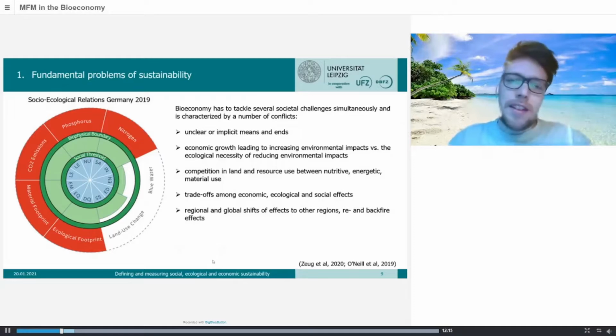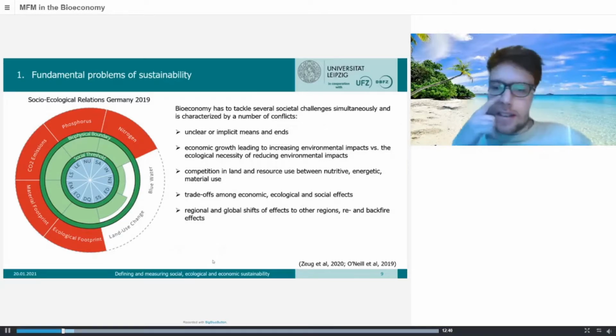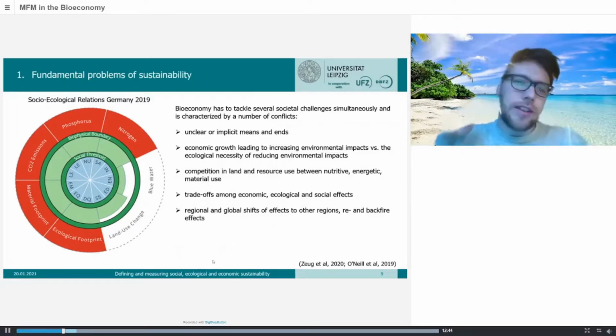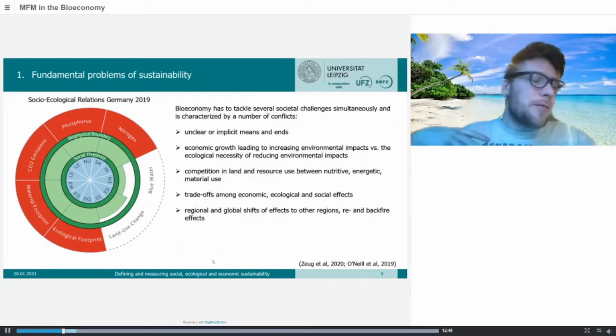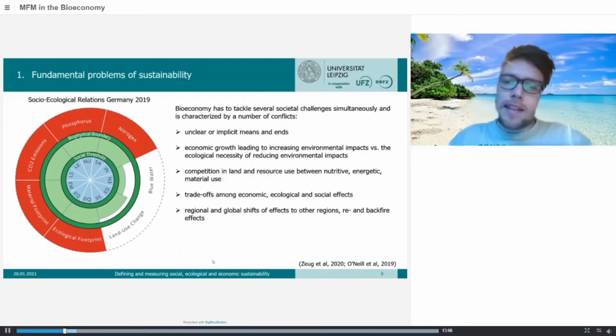Of course, we also have a competition about resources, for example, land and agricultural crops, between, for example, nutritive, energetic and material use. And of course, there are trade-offs between economic, ecological, and social effects. And when we are discussing all of this, also the bioeconomy, we have to keep in mind always that there are regional and global shifts of negative effects to other regions. It's the same with the fossil economy. When we are producing cheap textiles, cheap clothing in Bangladesh or somewhere, we are just shifting, externalizing negative social effects to other countries. And we have to be aware that this is not happening when we make such a transformation to bioeconomy.